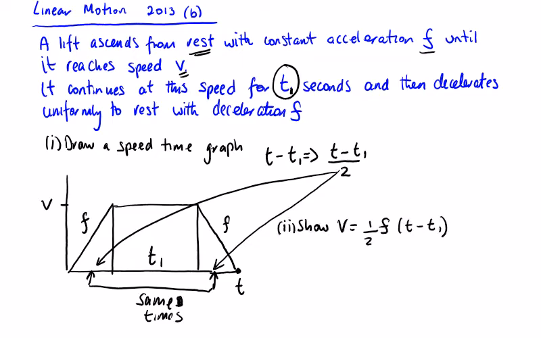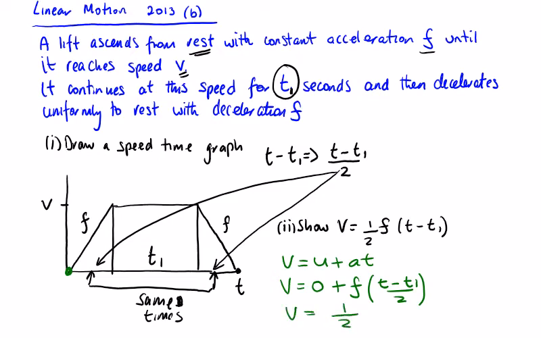Part 2, we're asked to show that velocity, or v, is equal to half f by t minus t1. Well, v is equal to u plus at. The velocity, v, is equal to 0, my initial velocity here, plus the acceleration, which is f, times t, which we've actually worked out above, is t minus t1 over 2. We can take that 2 out and make it 1 over 2, so velocity is equal to a half f by t minus t1. That's what they're looking for.